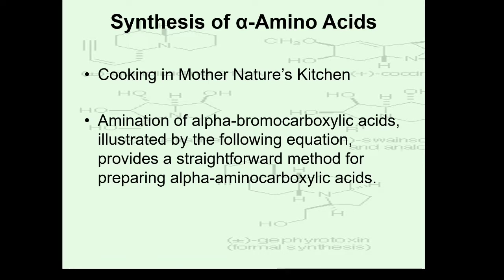Now, how were amino acids synthesized? Where did they come from? Well, we can make them in a lab, but we and animals with amino acids were around before we could make them in a lab. So how are we going to make amino acids? Amination of alpha-bromo carboxylic acids shows a way of making our amino acids as we know them.